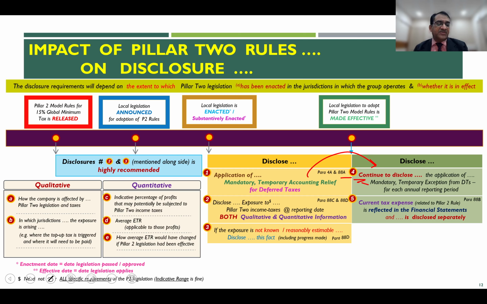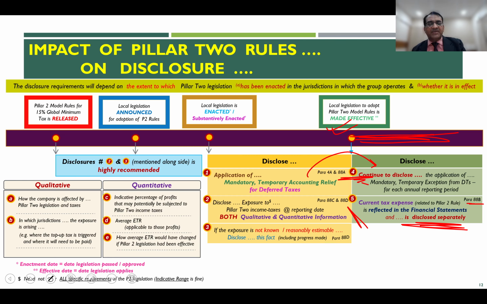Now, apart from this, which is common, after the legislation is effective, what you have to give is the current tax expense related to Pillar 2 rules as reflected in the financial statements, which needs to be disclosed. Paragraph 88B gives the requirement. That means once the rules are effective, current tax expense will be reflected in the financial statement if you are impacted by that, and that needs to be disclosed separately.